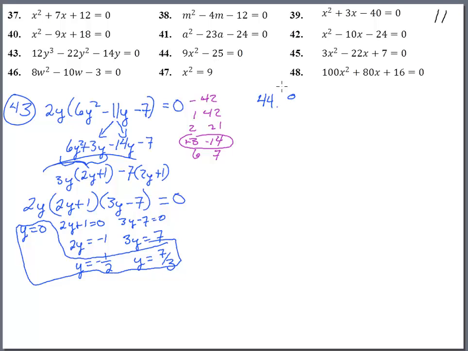9x squared minus 25. That looks like a perfect square, and that looks like a perfect square. 3x plus 5, 3x minus 5 equals 0. If we set this equal to 0, subtract 5, divide by 3, we get x equals a negative 5 thirds. And here, add 5, divide by 3, and x could equal a positive 5 thirds. Let's do number 45.